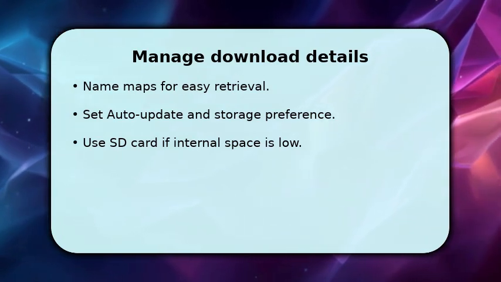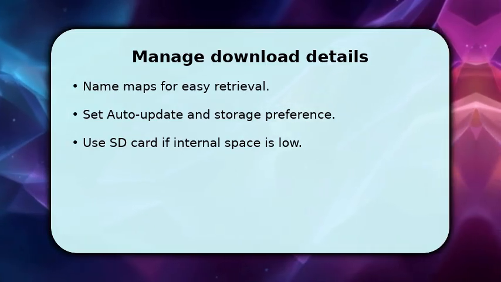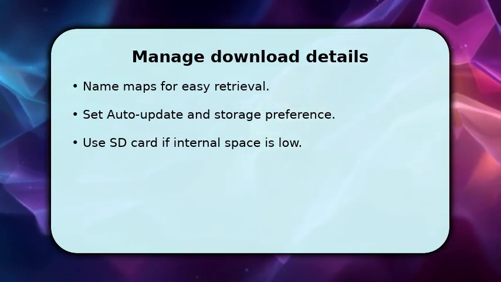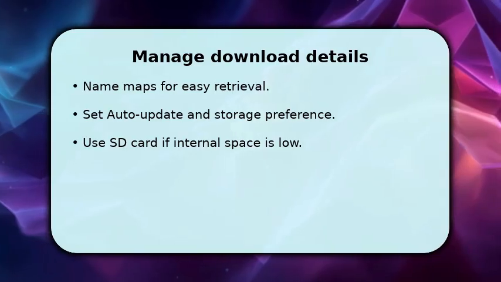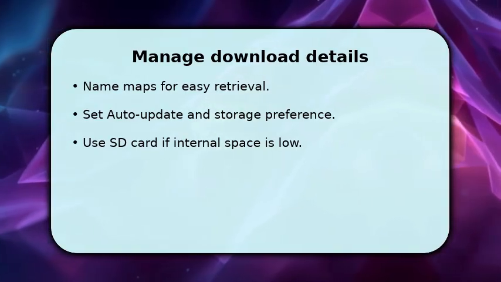After framing the region, tap Download and give the offline map a short descriptive name. This helps when you have multiple areas. Go to Offline Map Settings to enable auto-update on Wi-Fi and choose storage, internal or SD card, if available.